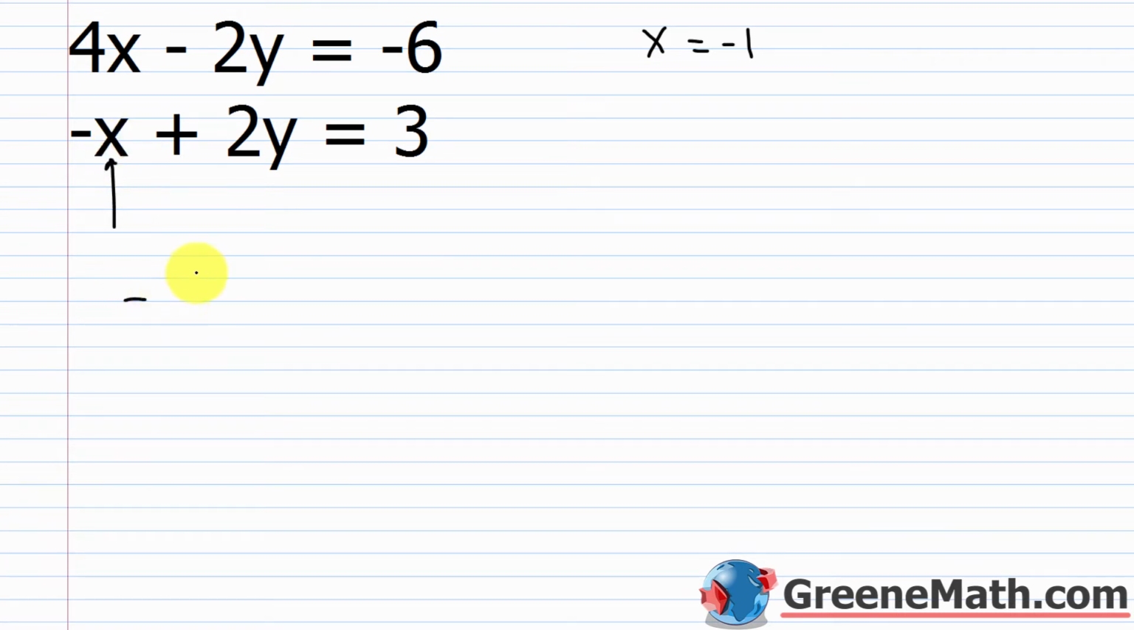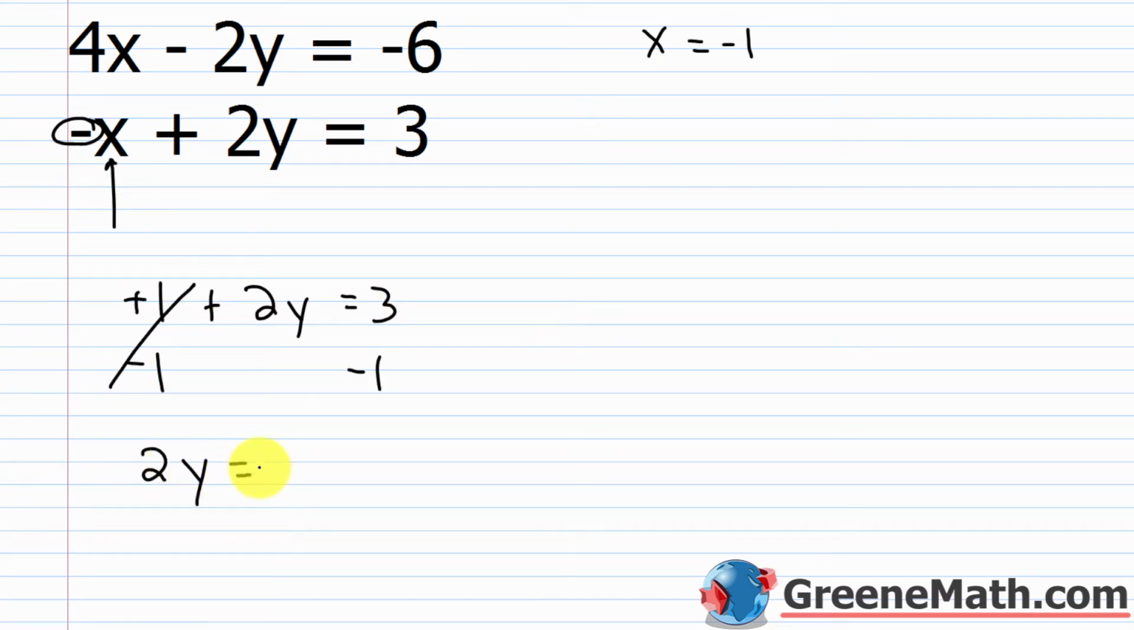We have negative, and then I'm plugging in a negative 1. So minus a negative 1 would be plus 1. Then plus 2y equals 3. I'm going to subtract 1 away from each side. That's gone. I'll have 2y is equal to 2. Divide both sides of the equation by 2. And I'm going to get that y is equal to 1. So this is the ordered pair negative 1, 1.